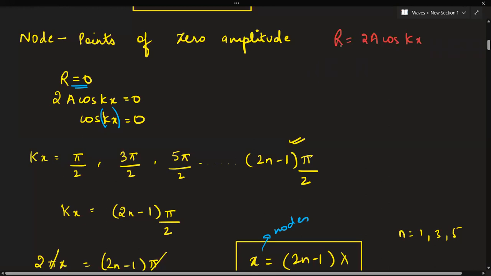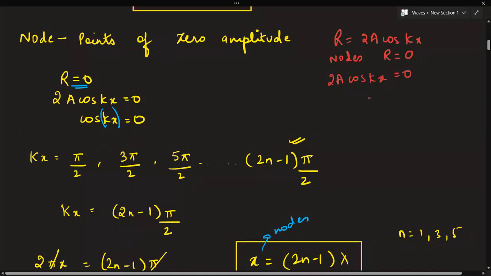Actually, I have written it as R just to show that this is the resultant amplitude and to differentiate it from the main amplitude. Otherwise, this is also amplitude and this is also amplitude. Yes, that's what you have seen, 2a cos kx, right now. Now see, in this, if I am talking about node, then my amplitude will be what? 0. So this whole term 2a cos kx becomes 0.